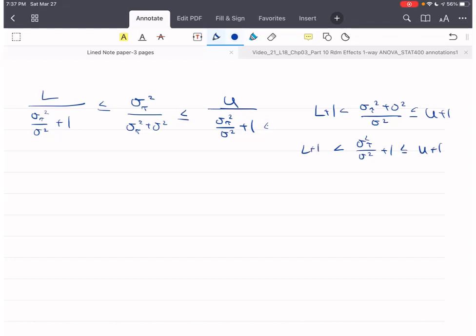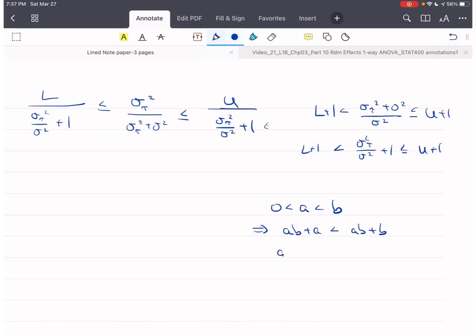Now, let me show you a proof here. If A is positive and less than B, this implies that B plus A is less than AB plus B. We've added AB, which is again positive, to both sides, so the relationship holds.